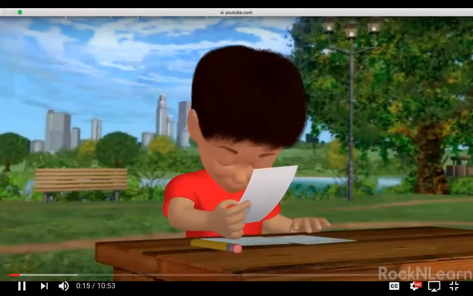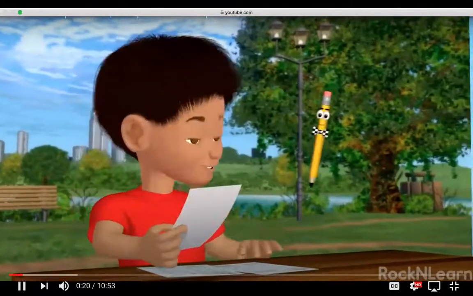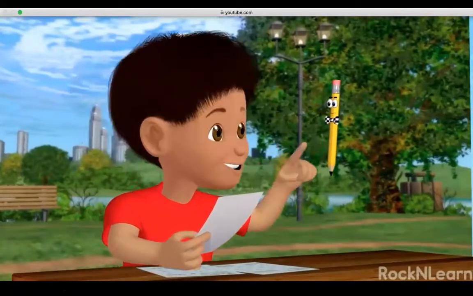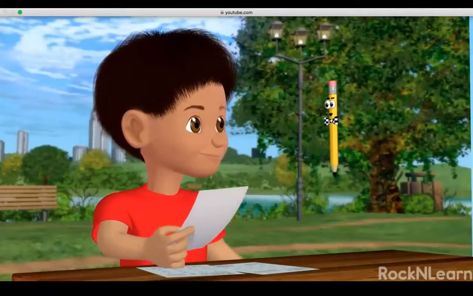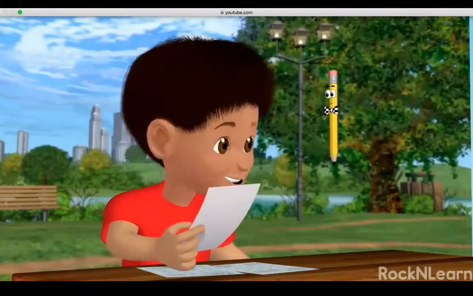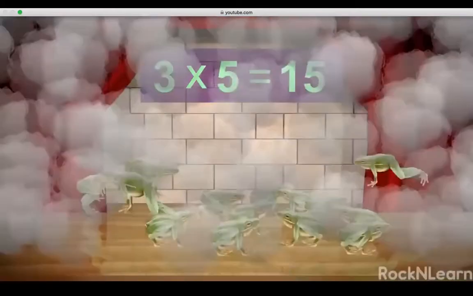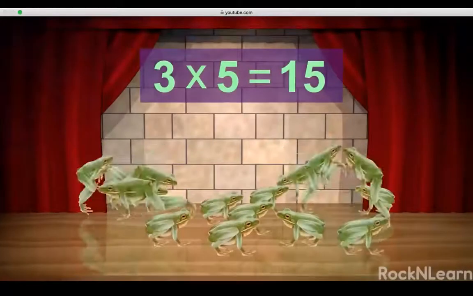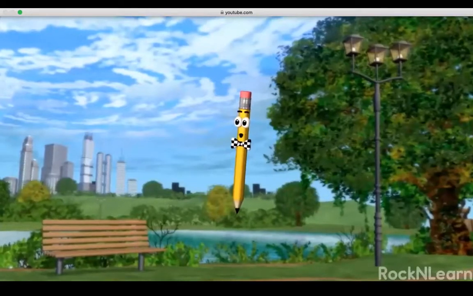I don't know what multiplication is. I wish someone could help me out. Whoa, I know you. You're Marco the Pencil. I am Marco the Pencil. And let me tell you, multiplication is one of the coolest things you will ever learn. It's a lot like having your own magic show. Really? Sure. Suppose you have a few of something. With a little multiplication, you can have many more. How did you do that? You're going to learn, my young friend. You are going to learn.